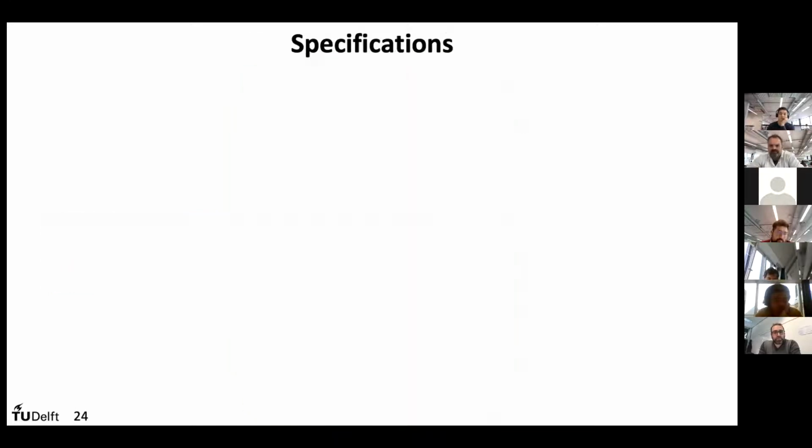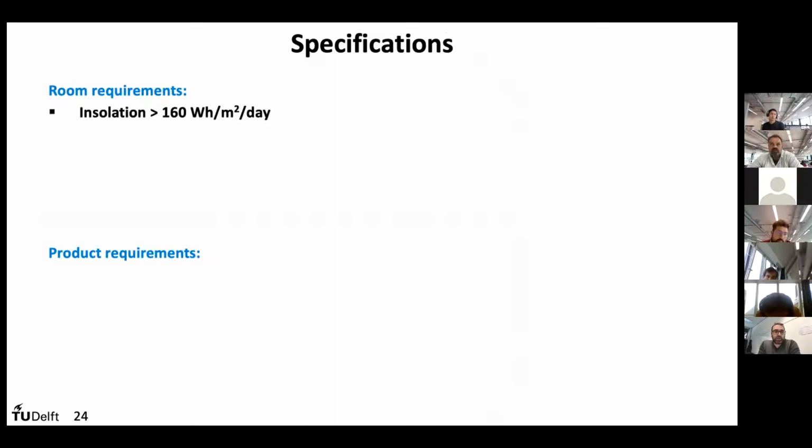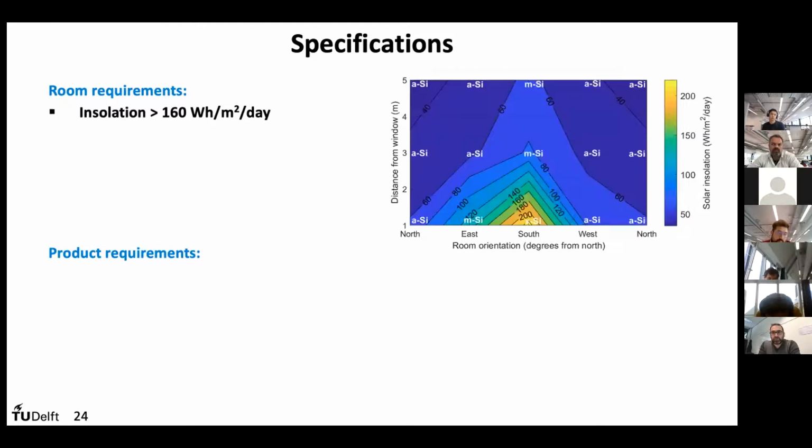To design this lamp, we need to take into account many specifications and requirements. First of all, we need specific room requirements. We need some insolation in a day into the house, into the room, to make sure that we can recharge the battery at a certain level. For this, we did an analysis of a room. So different orientation of the room. It can be oriented from north to south, as you can see on the x-axis here. And we also consider different distances of this lamp from the window.